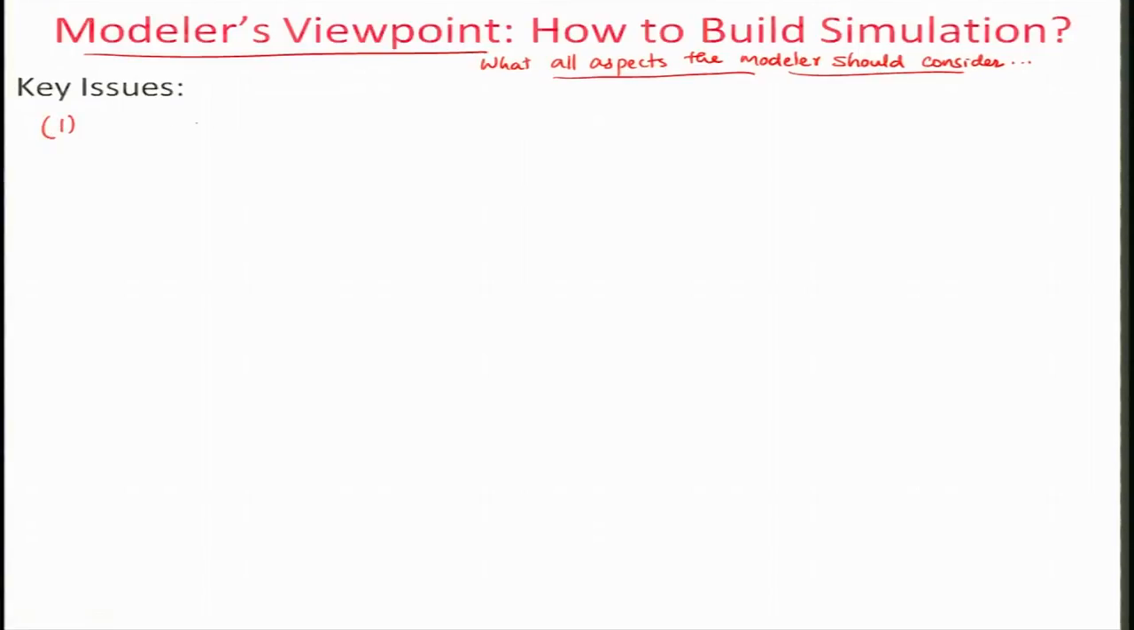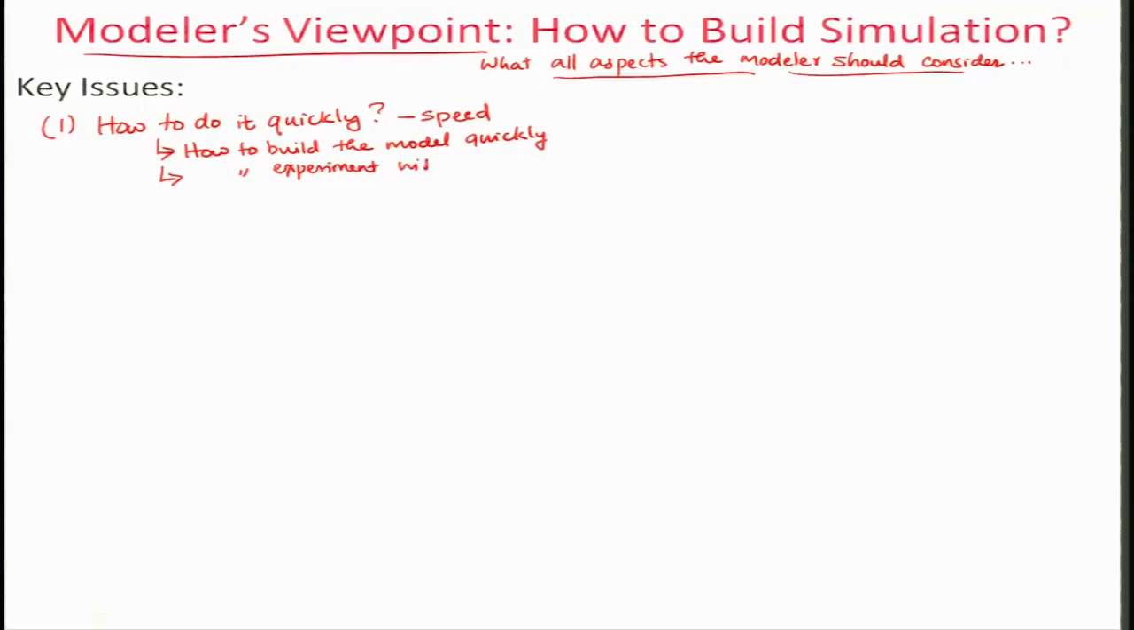The first and foremost thing, the main key issue, is how to do it quickly. Here the major consideration is speed. The sub-questions under this category are how to build the model quickly, then how to experiment with the model quickly. Another one that you can talk about is how to interpret the simulation results quickly.